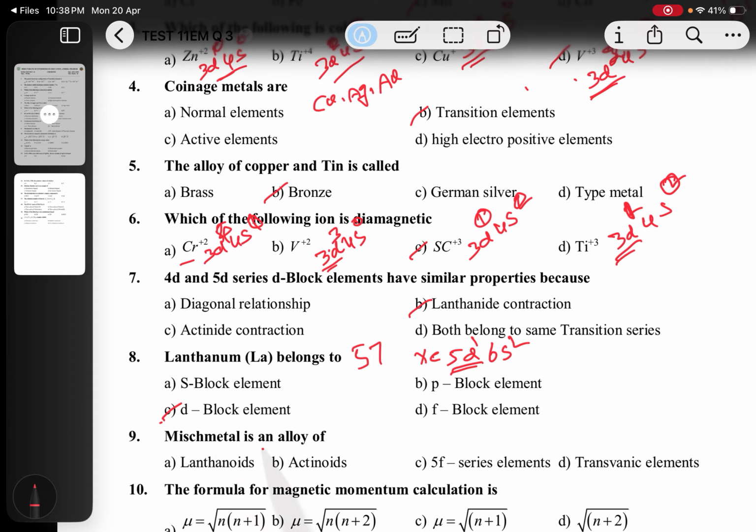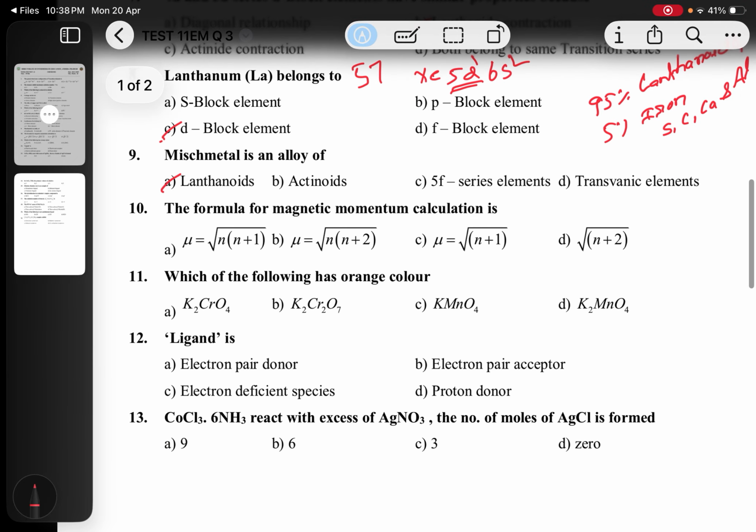Next, ninth one: misch metal is an alloy of 95% lanthanides, 5% iron with trace amounts of sulfur, carbon, calcium and aluminum. The given options: lanthanides, actinides, f block series, transuranic elements. So option A is the correct one.